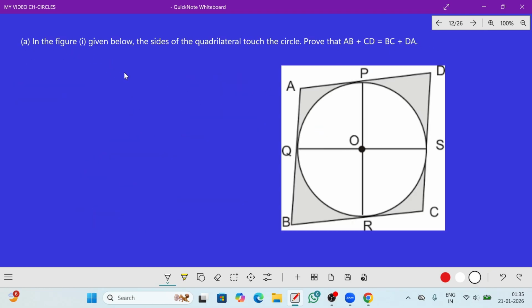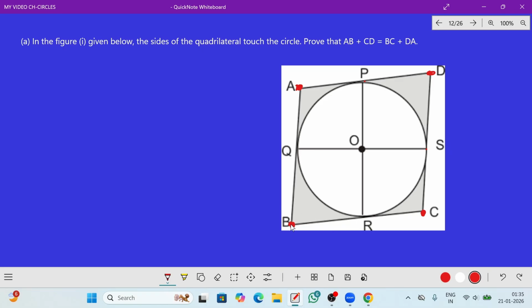Next, in the figure, the sides of the quadrilateral touch the circle given below. Prove that AB plus CD is equal to BC plus DA. We have to prove this. So what we can do here, we know that this is a circle, and these are points outside the circle. That is this point B, an external point, this is also an external point, and this is also an external point. And this becomes a tangent to the circle. So this is a tangent at point of contact P, this is a tangent at point of contact Q, this is a tangent at point of contact R, and this is a tangent at point of contact S.